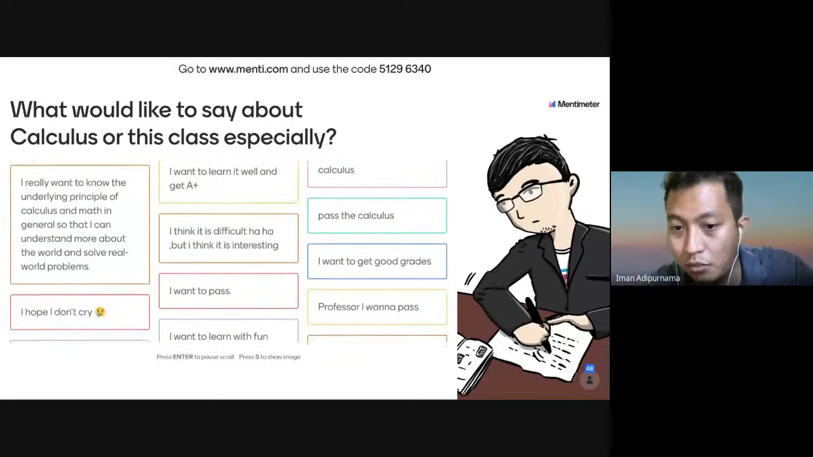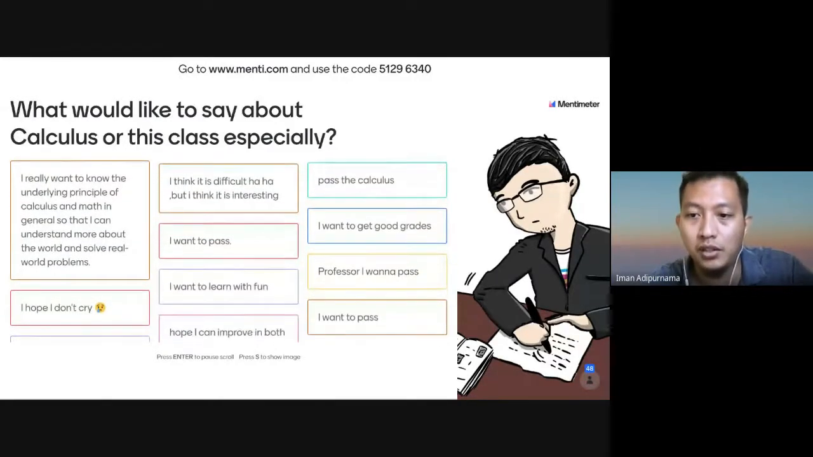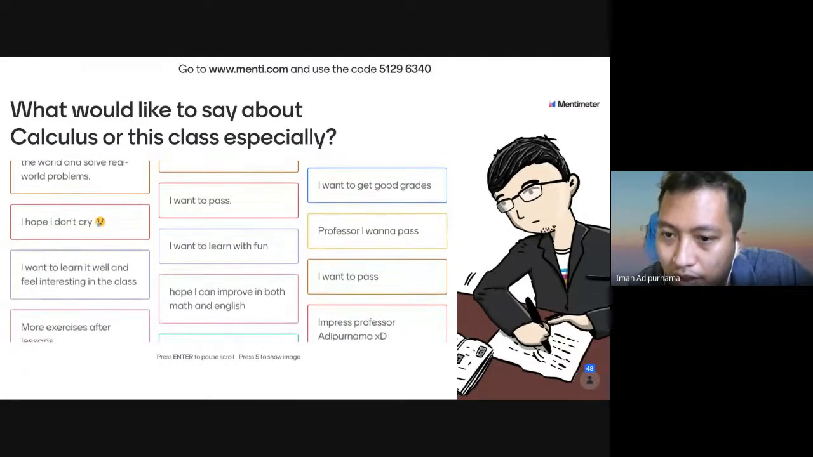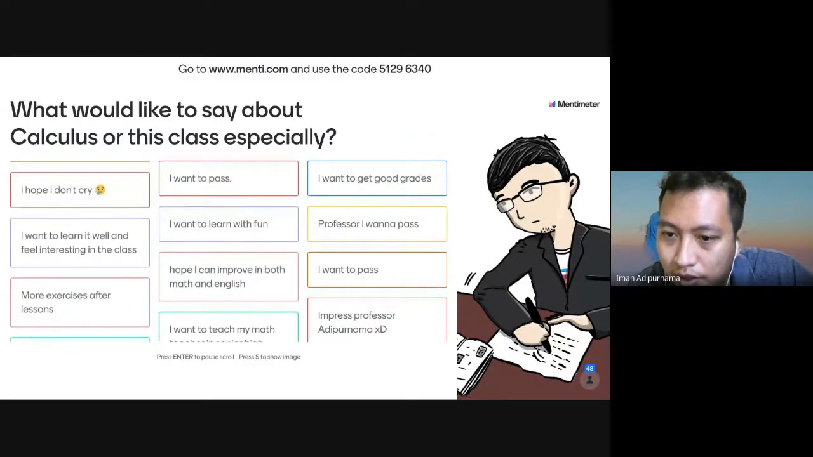That's, I think, one of the key mistakes. Okay, what are the mistakes students usually make when they are studying calculus?